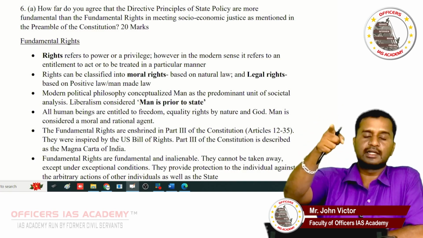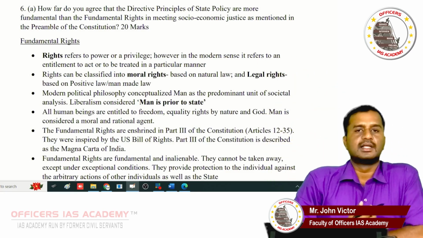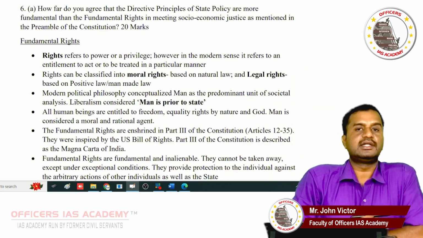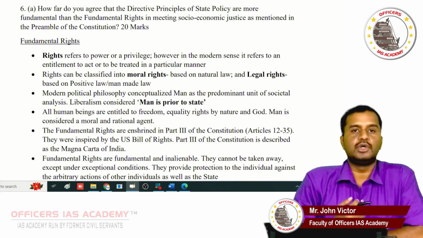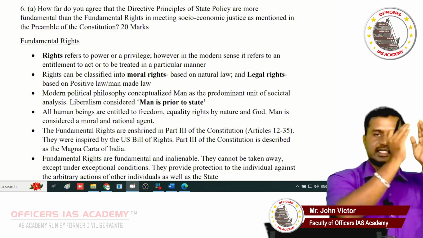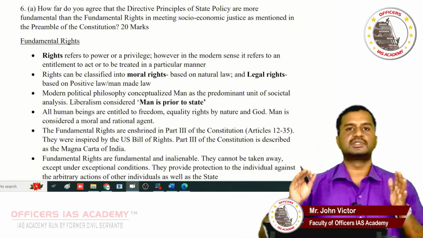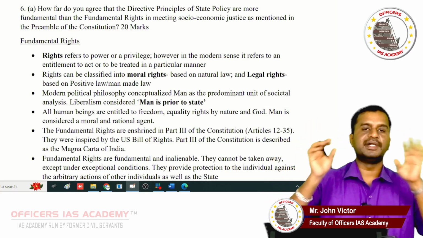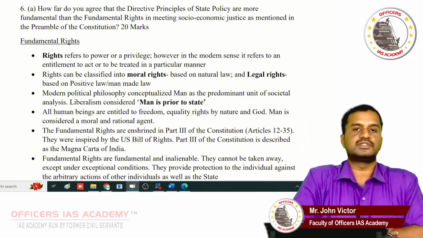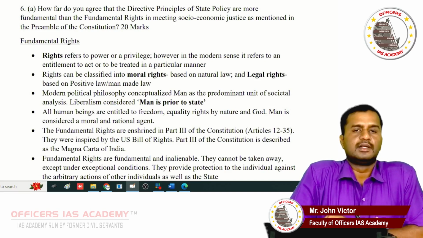Man is prior to state. Here, duty is given to the state. The duty of the state is to protect the life, liberty and personal property of the individual. So you have to correlate from the citizen perspective as well as the state perspective. Touch ancient philosophy as well as modern philosophy. You have to mention the maxims: man is prior to state and state is prior to man.